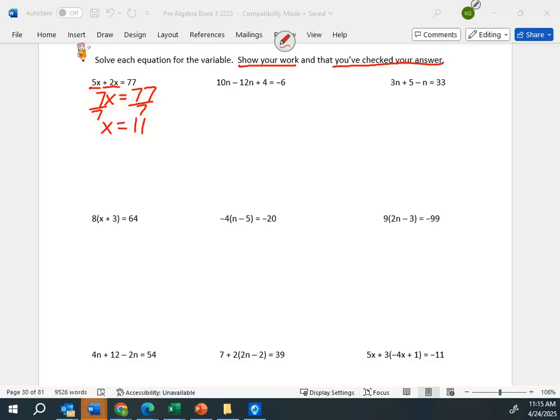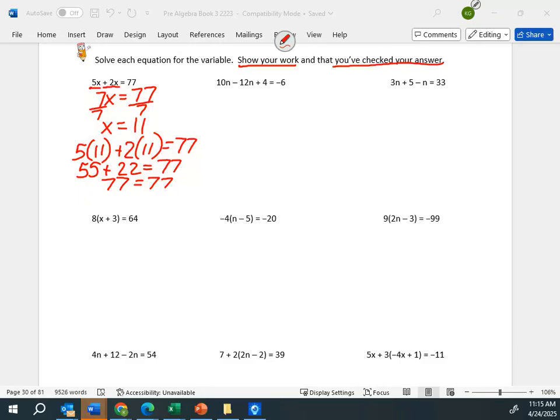I've got x equals 11. I need to know if that is correct. So what should I do? Abby? Put 11 in for the x. So I'm going to come down here and I'm going to say, okay, 5 times 11 plus 2 times 11. Does that truly equal 77? 5 times 11 is 55, plus 2 times 11 is 22. Does that equal 77? So I do 55 plus 22 is 77. Look at that. 77 truly does equal 77.